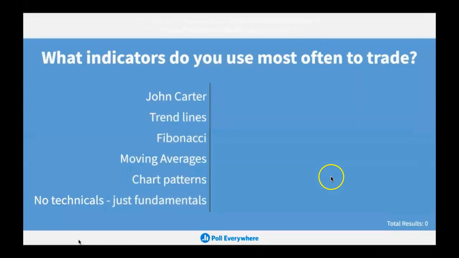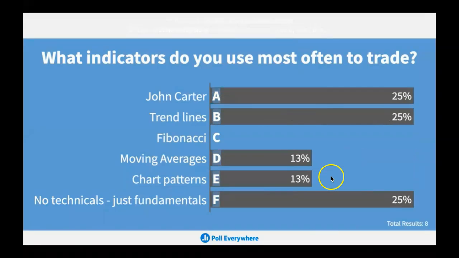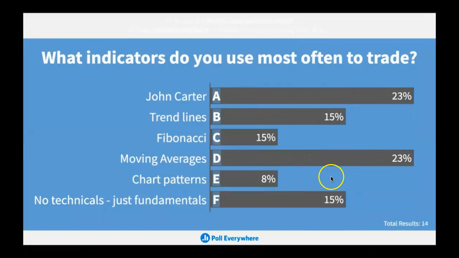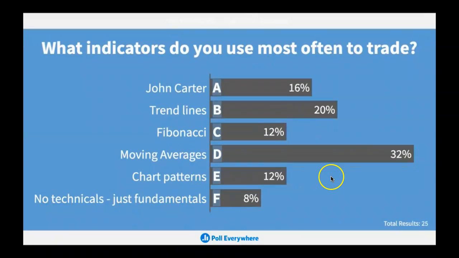All right, but before we start, I want to know what kind of tools you guys use now. I want to wake some of you guys up. What indicators do you use most often to trade? We're going to talk about all of these. Some people use moving averages, some people use trend lines. I see the John Carter. Those are from my people that are on TD Ameritrade. Fibonacci is kind of cool. We're going to look at our Fibonacci tool, and then we got chart patterns and just technicals. Okay, that's perfect. I see a lot of people are using moving averages.